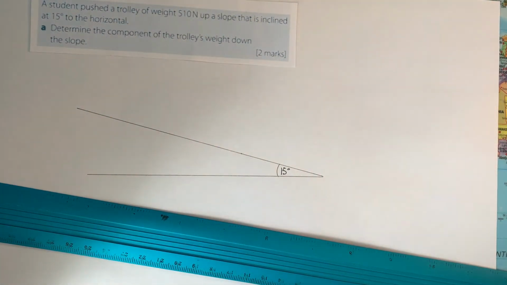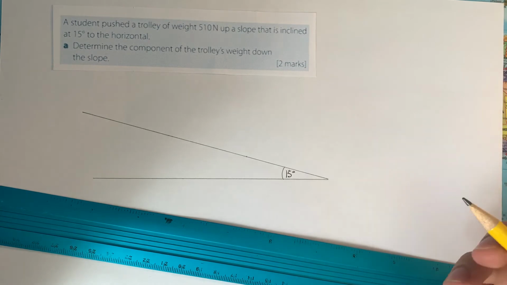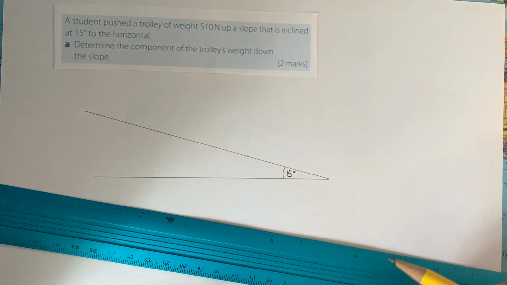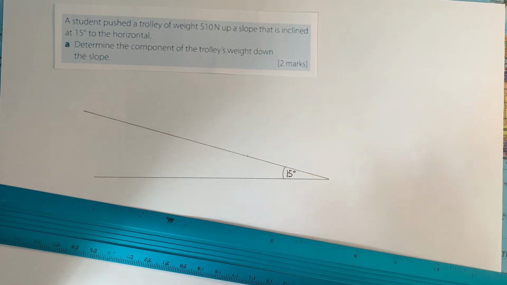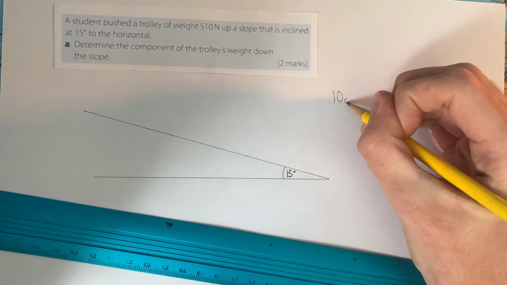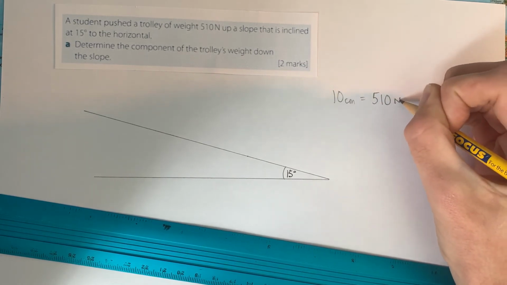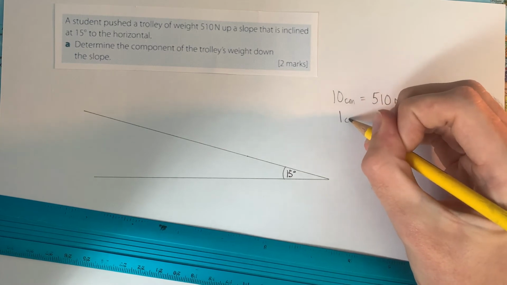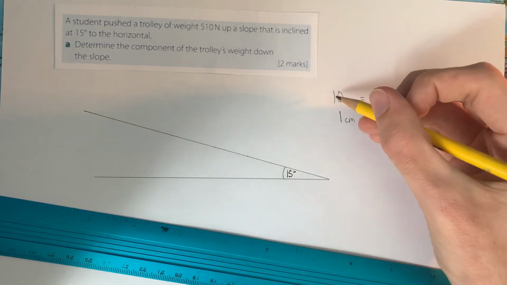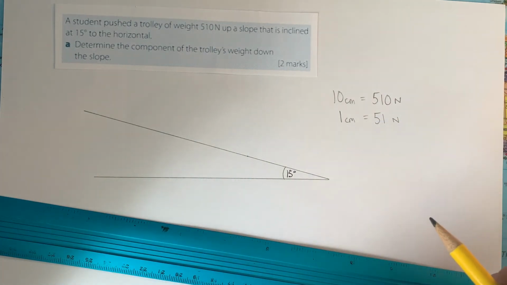Now the next thing, in a situation where we've got an actual question like this, is that we need to come up with a scale. Okay, and the scale is what allows us to actually work out the component that acts down the slope. So we've got a weight of 510 newtons. Just for the sake of ease here, I'm going to represent that force with a 10 centimetre line. So 10 centimetres equals 510 newtons. So simplifying that really, my scale then is 1 centimetre equals 51 newtons. I've just divided those each by 10. So that's my scale. 1 centimetre equals 51 newtons.